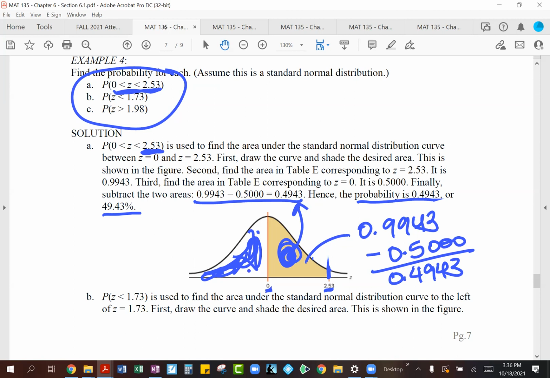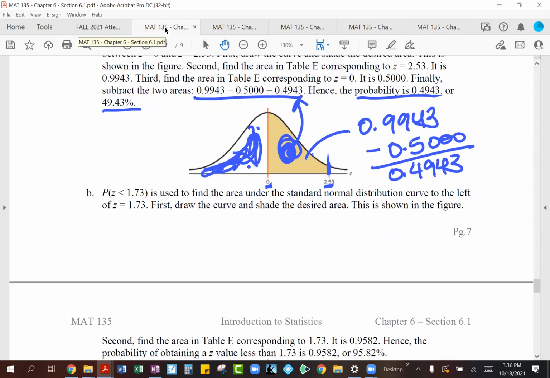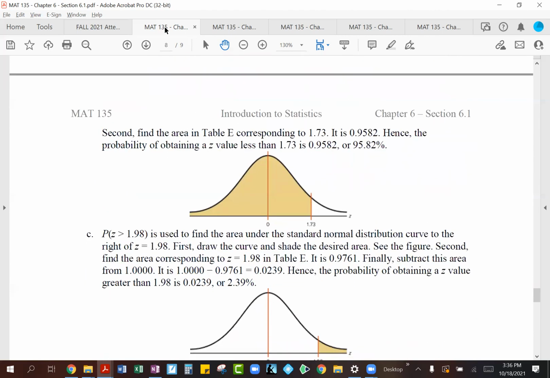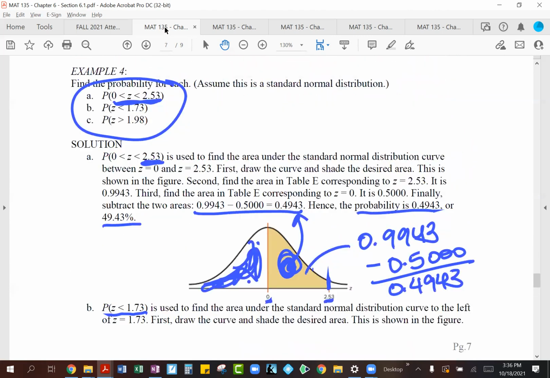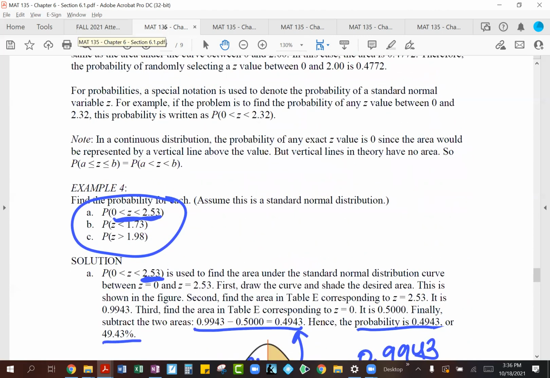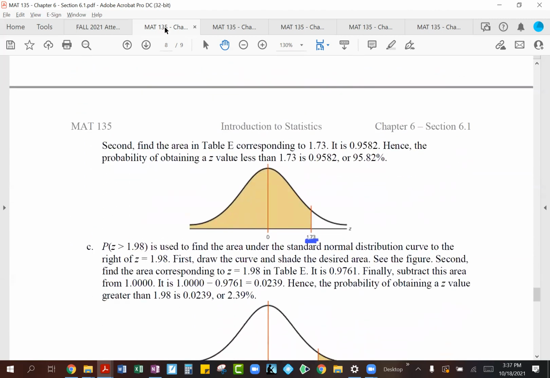In the second example, they just want to know, what is the probability for a z-score of less than 1.73. So you can see less than 1.73. It wasn't between 0 and that number like you had in part A, right? This was between 0 and 2.53, but this one is just saying less than 1.73. So when it says less than, that means you are going all the way till that left tail.